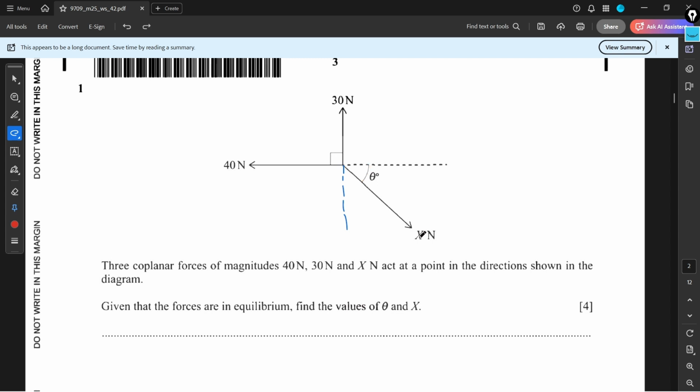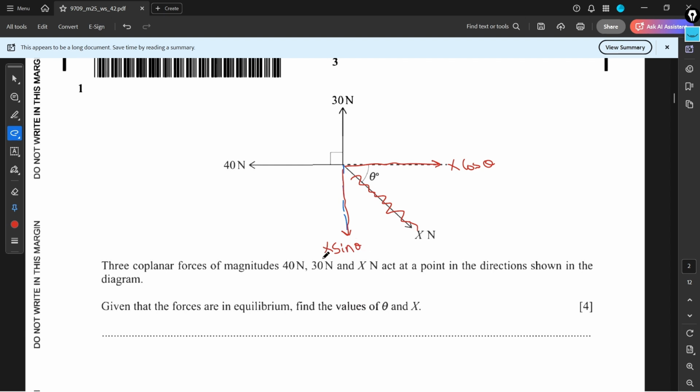In order to resolve this x force in the x direction, because theta comes in between, we can say that it's going to become x cos theta. Similarly, if I resolve this x in the vertical axis, because theta does not come into the picture, I can say that it's x sin theta. Now, because I've resolved this x newtons in its horizontal and vertical directions, I can get rid of this. And now I can say that 40 is equal to x cos theta and 30 is equal to x sin theta. And then I can just solve for theta and then for x.